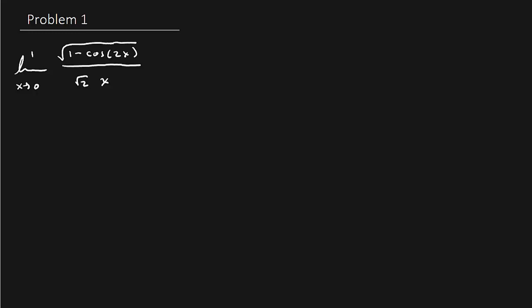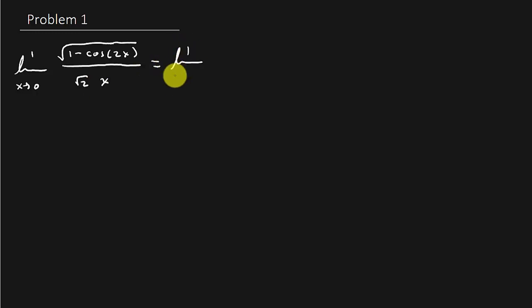Alright everybody, what's up? We got us a nice little problem to work today. We've got the limit as x goes to 0 of the square root of 1 minus cosine 2x over the square root of 2 times x. Now let's go ahead and start working this.